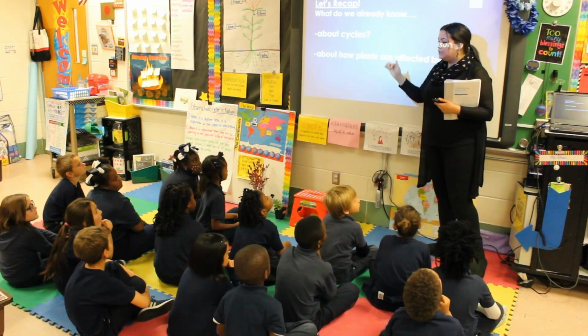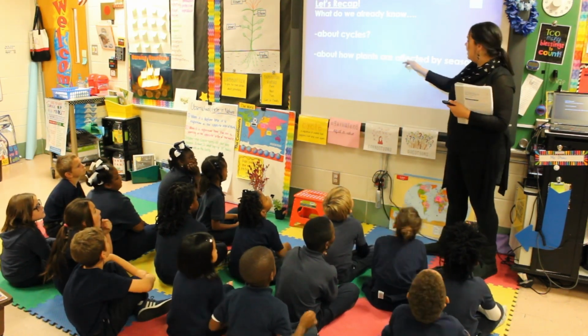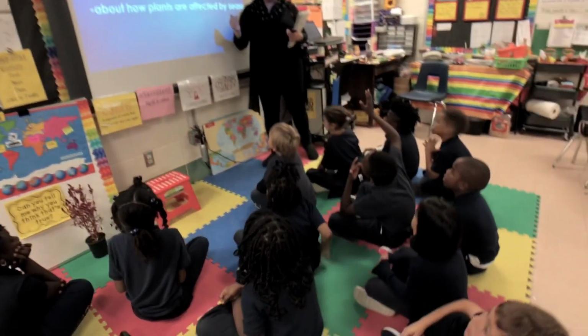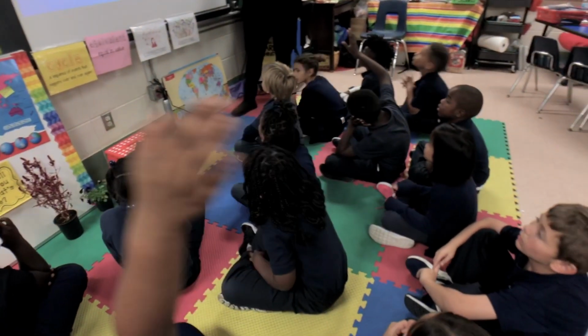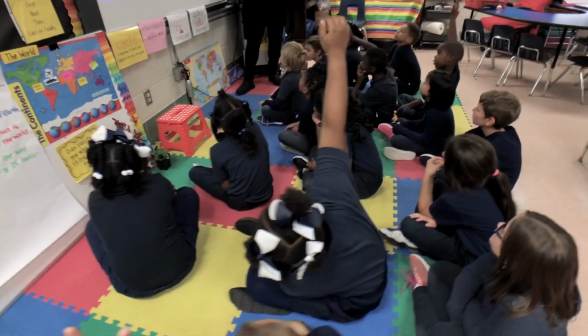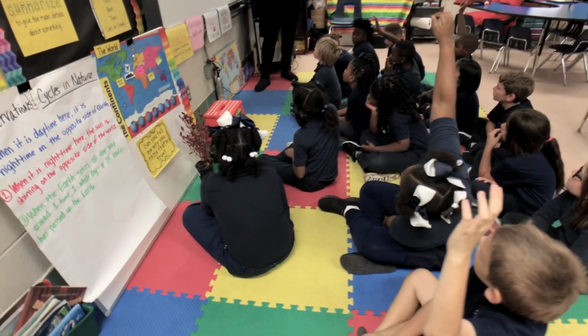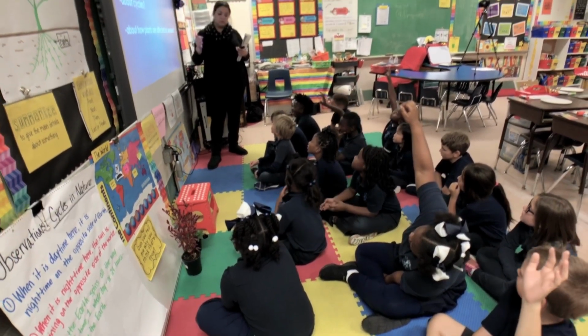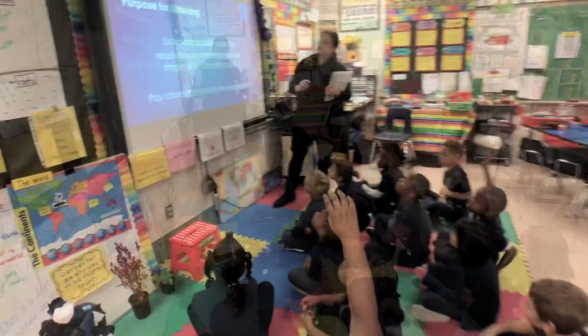All right, yesterday we started talking about those 4 seasons, and we learned a lot about the plants. What did we learn about how plants are affected by the seasons? Elijah? Plants are affected by the seasons because in one of the seasons, as winter, they don't have any soil or sunlight or rain.